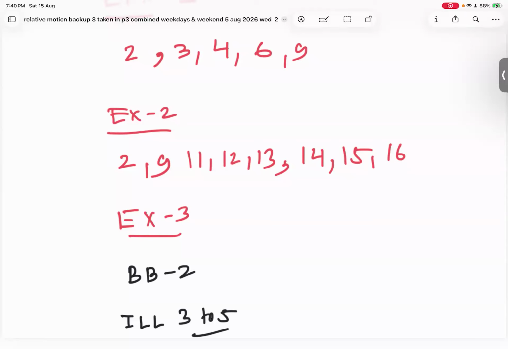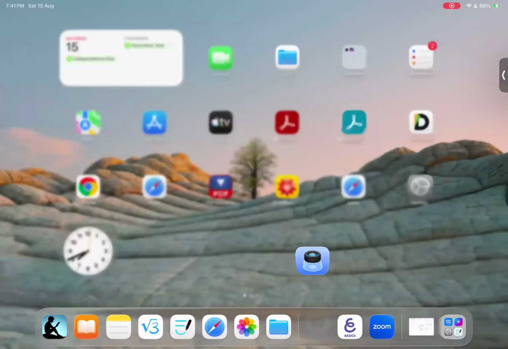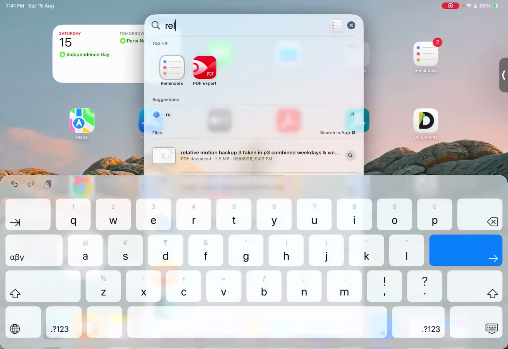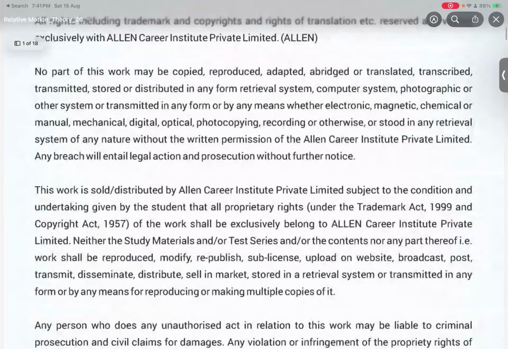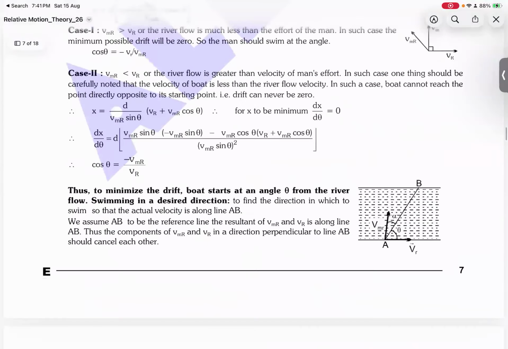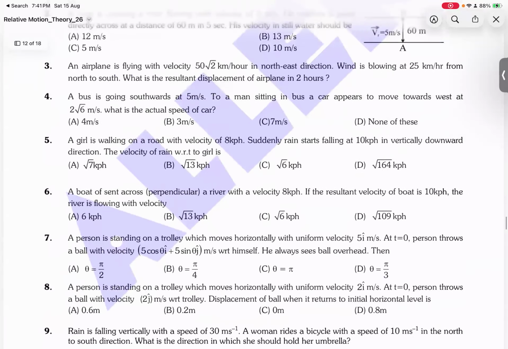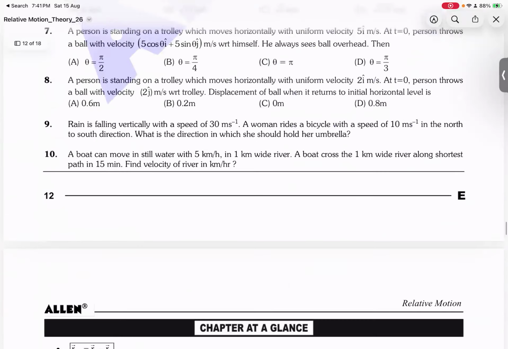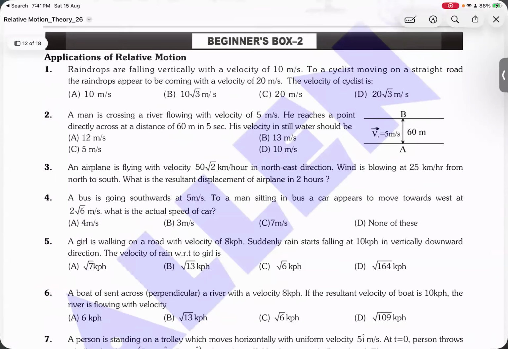I gave this as homework also. Check out this question, beginner box 2, question 2.